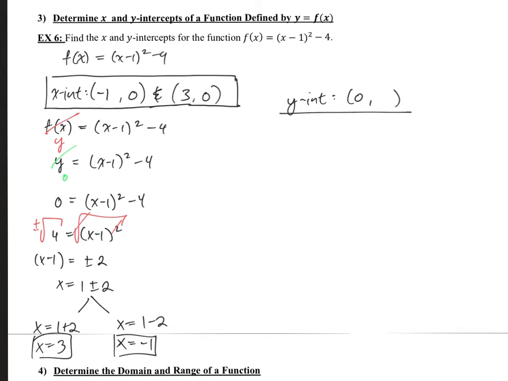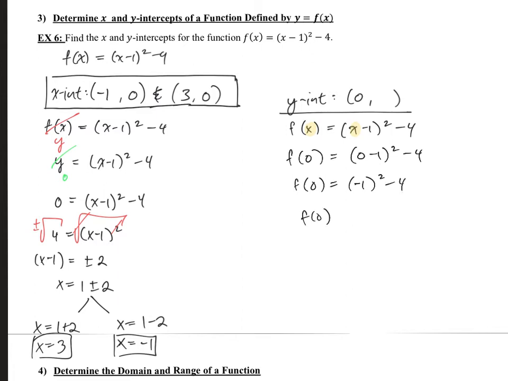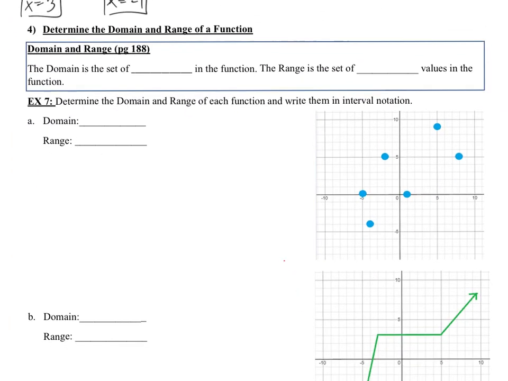Now let's look at the y-intercept. Well, how do we find y-intercepts? We set x to 0. So we're going to take out that little 1, replace it with 0. Wherever we see x, we'll replace it with 0. So f of 0 is going to be 0 minus 1 squared minus 4. Then f of 0 is negative 1 squared minus 4. Let's see, 1 minus 4, so f of 0 is going to be negative 3. And remember, f is just another name for y, so this is saying that y equals negative 3. So there we go, y-intercept: 0, negative 3.